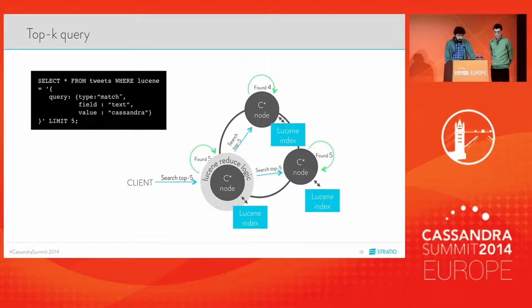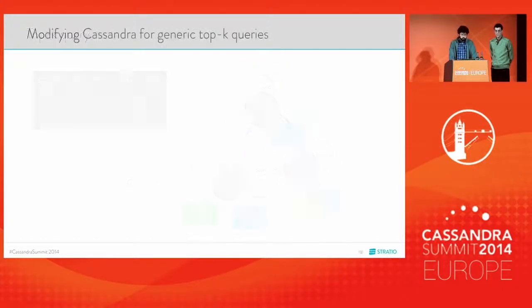Each node searches in its own local index for its best top 5 results, and the operation can be done in parallel. All the local top 5 results are collected by the coordinator, and then the coordinator orders the results according to their scoring and returns the top 5 from the partial results.